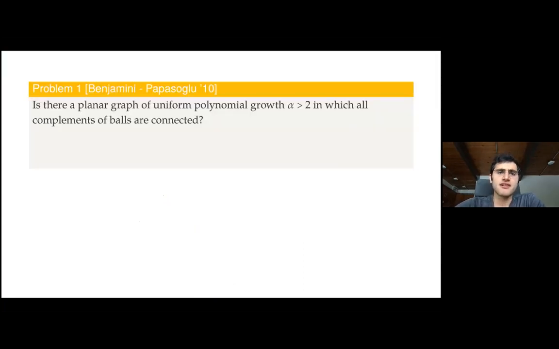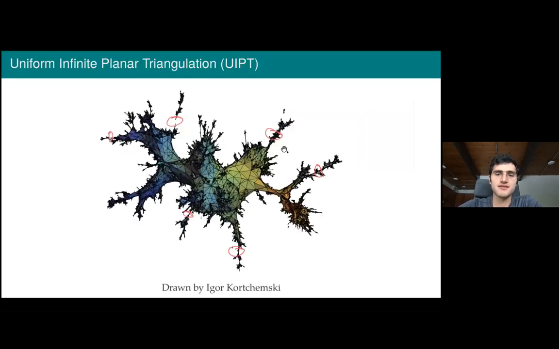Now Benjamini and Papasoglou asked this question: should this be the case for any planar graph of polynomial growth degree greater than 2? More precisely, they ask whether there is a planar graph of uniform polynomial growth greater than 2 in which the complements of all balls are connected. That was certainly not the case for the UIPT that we saw earlier.